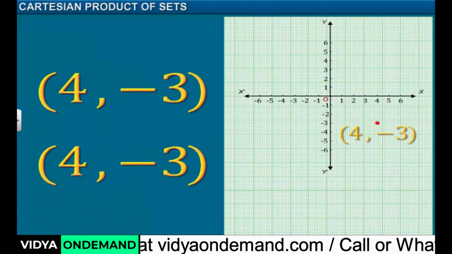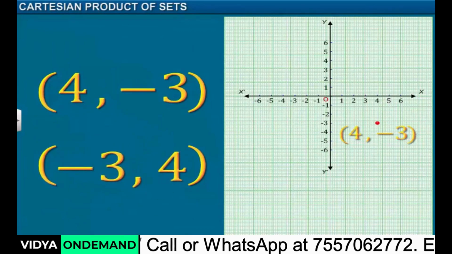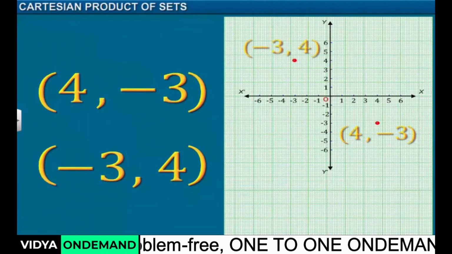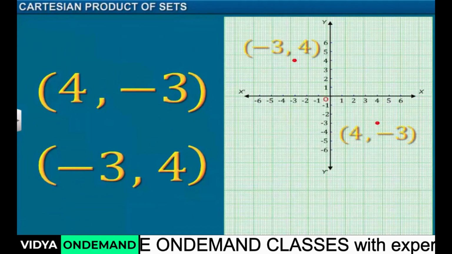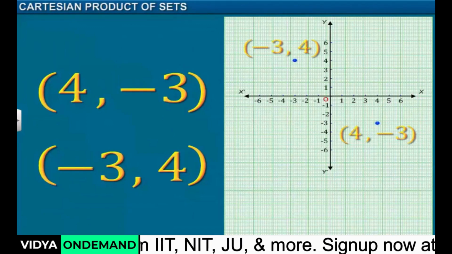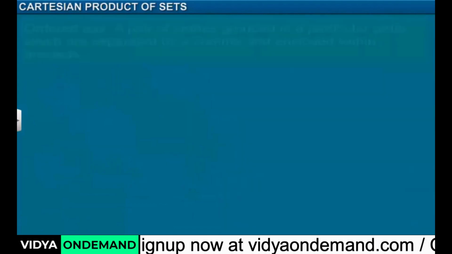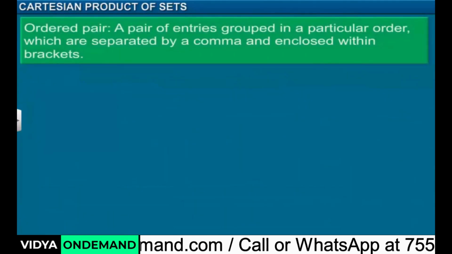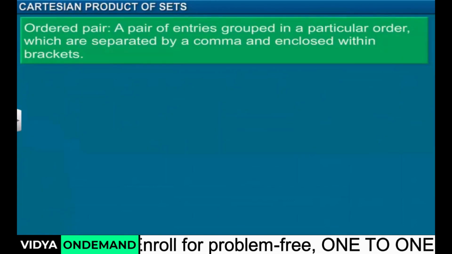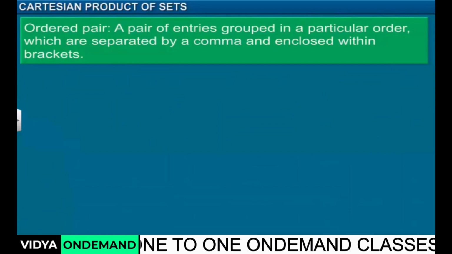On changing the order of A and B and plotting (-3, 4) on the coordinate plane, we see that both the points are in different quadrants and do not coincide. Hence, a pair of entries grouped in a particular order, which are separated by a comma and enclosed within brackets, is called an ordered pair.